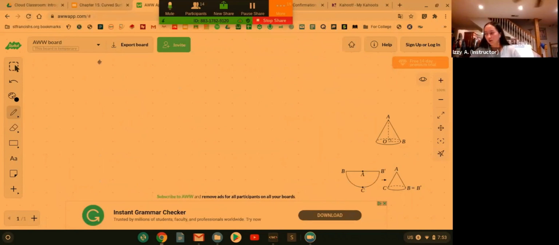So let's record the information that we were given. The semicircle's radius is going to equal 8. So we want to figure out what the volume, sorry, not the radius. Okay, so in order to figure out the volume, we have to find the radius and the height of the cone. And we can use the rolled out cone to figure out what the radius is.